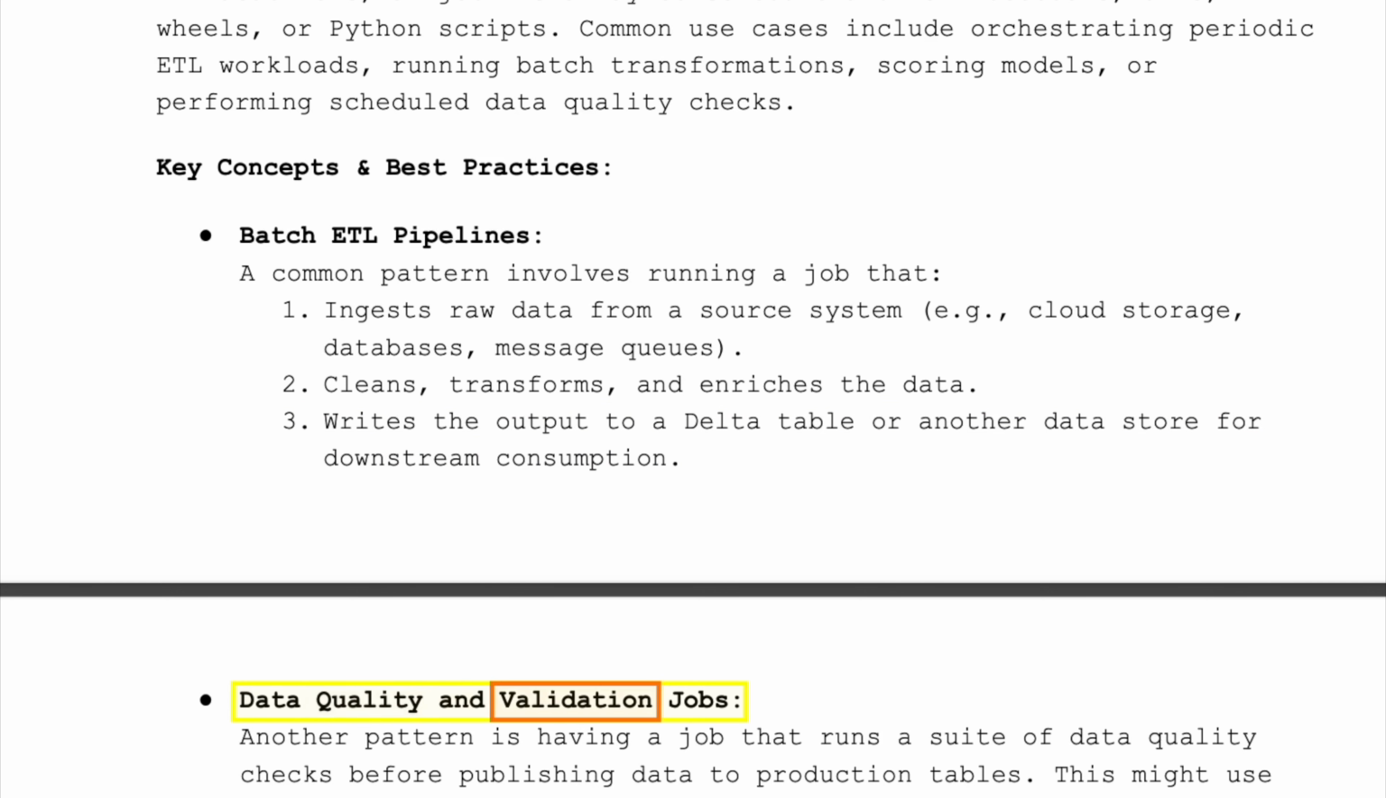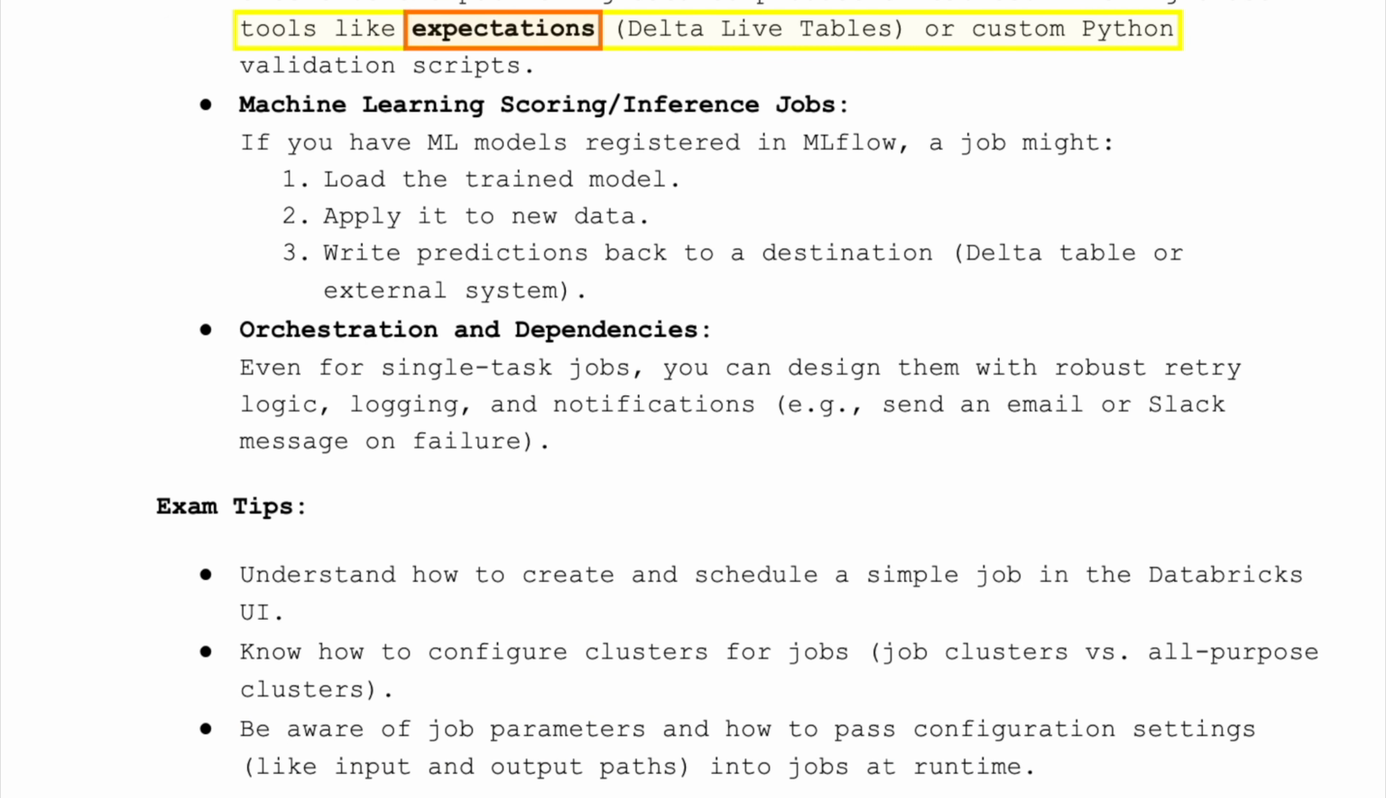Data quality and validation jobs. Another pattern is having a job that runs a suite of data quality checks before publishing data to production tables. This might use tools like expectations, Delta Live Tables, or custom Python validation scripts.